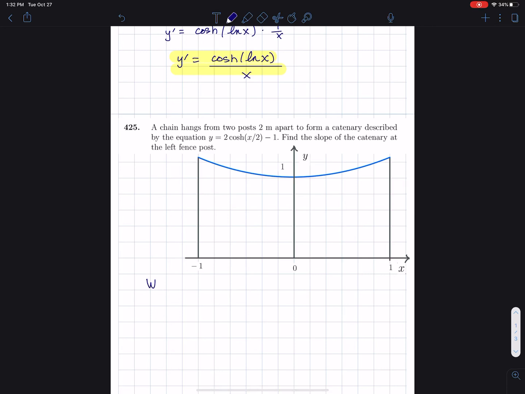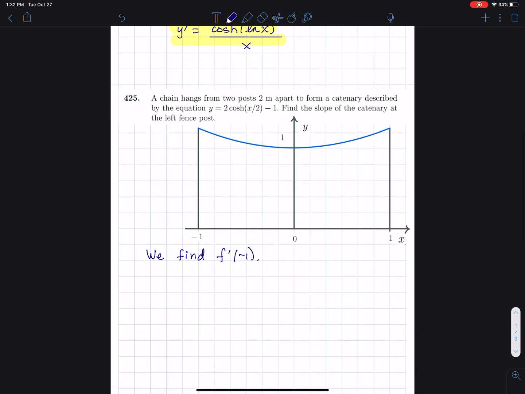Essentially, we find the derivative at -1 because the slope of the tangent line is the derivative. That's what we're trying to find. All right, so f of x is 2 hyperbolic cosine x over 2 minus 1. We use the chain rule. First, we leave the 2 alone, but the derivative of hyperbolic cosine is hyperbolic sine. Notice there's no negative. For hyperbolic cosine x, the derivative is hyperbolic sine x. Then we have what's inside, which is x over 2.